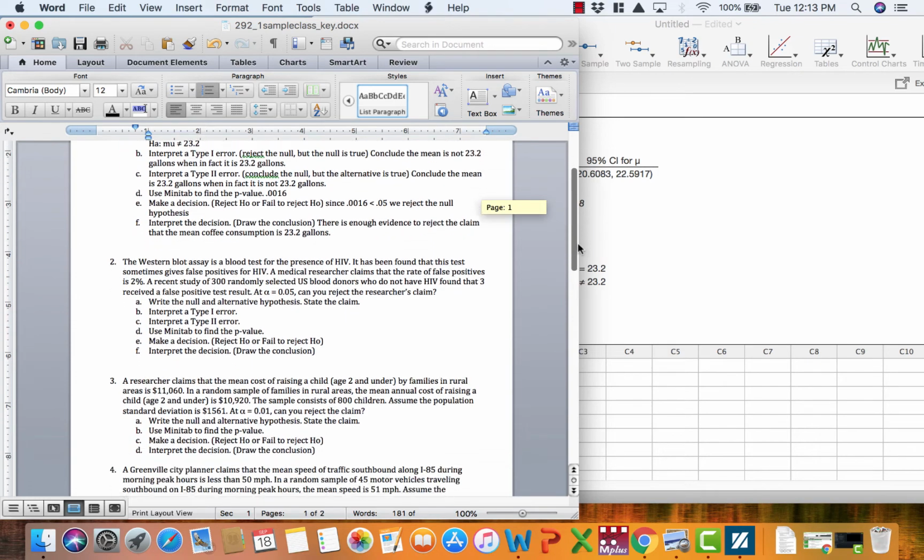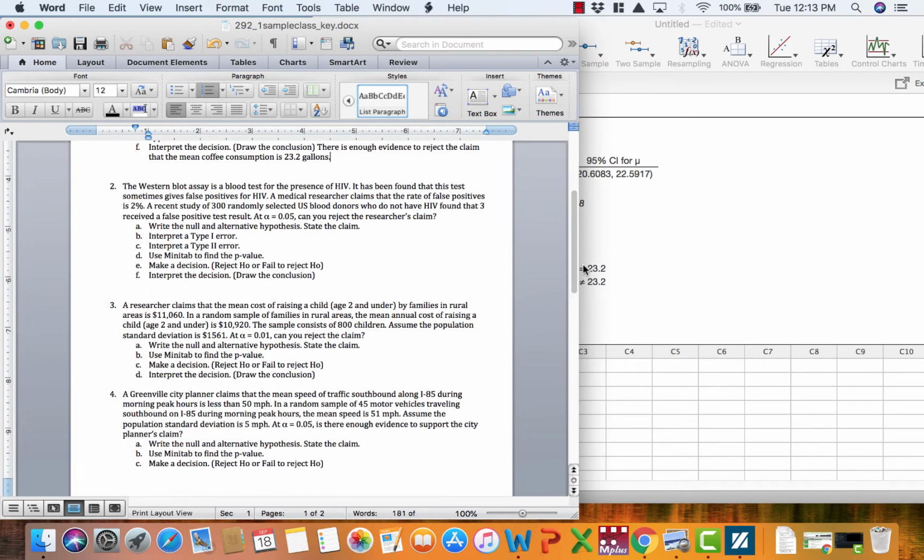All right, let's go into number 2. The Western blot assay is a blood test for the presence of HIV. It has been found that this test sometimes gives false positives for HIV. A medical researcher claims that the rate of false positives is 2%. A recent study of 300 randomly selected U.S. blood donors who do not have HIV found that 3 received a false positive test result. At alpha equals 0.05, can you reject the researcher's claim?